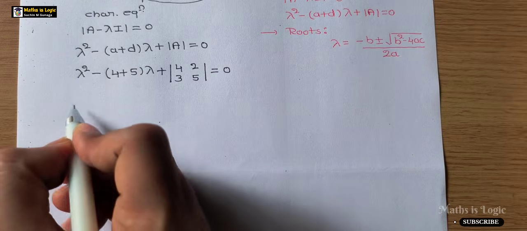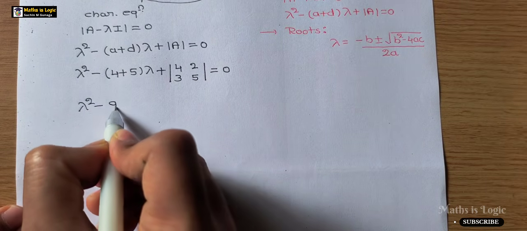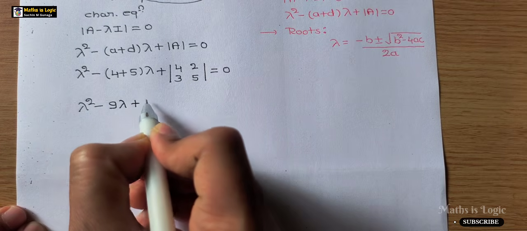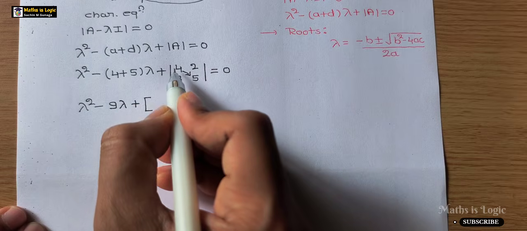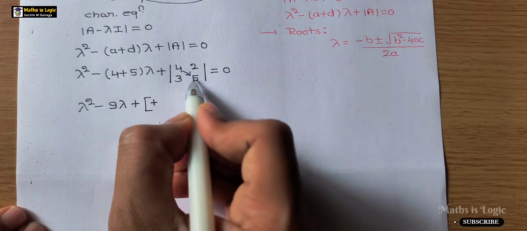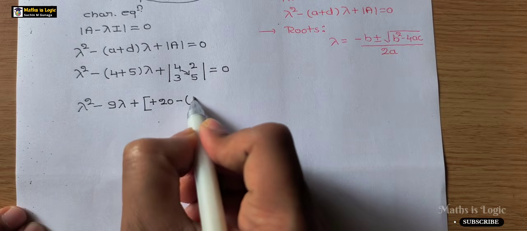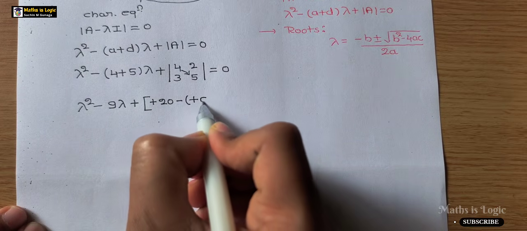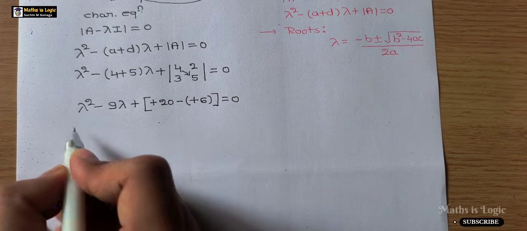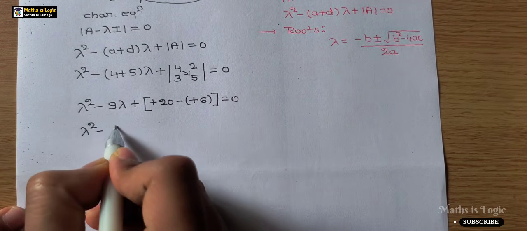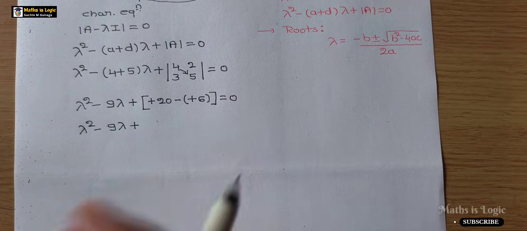So next, lambda square, keep it as it is, minus 4 plus 5 is 9 times lambda plus, in bracket apply the second order rule, cross multiplication: plus into plus is plus 4 into 5, 20, middle minus sign, plus into plus is plus 3 into 2 is 6, bracket complete, equal to 0. Therefore, lambda square minus 9 lambda plus, keep it as it is. Next, directly use the calculator.